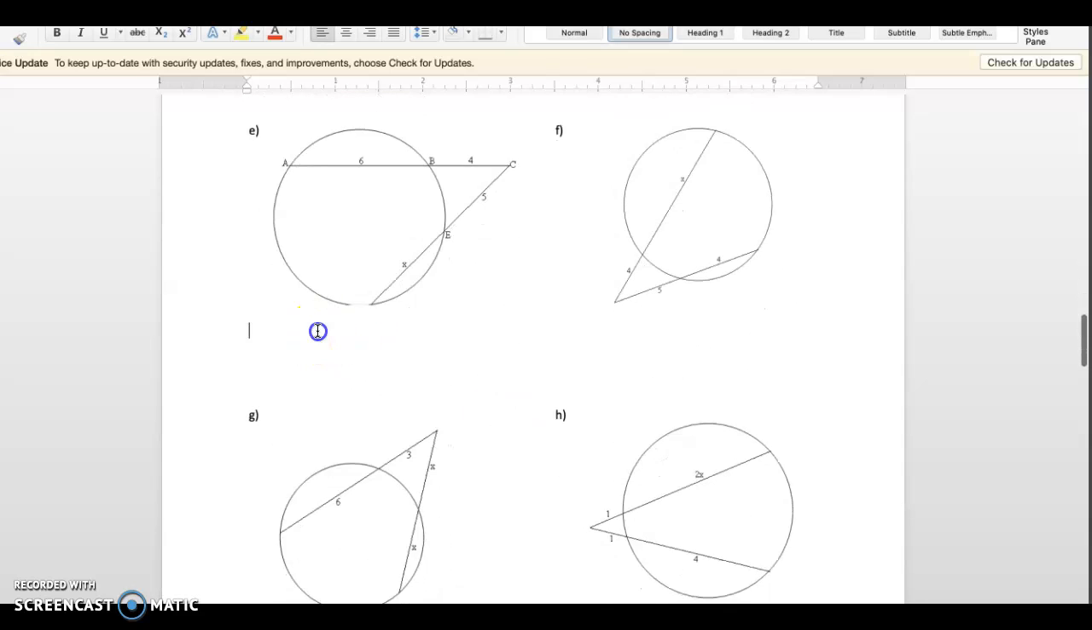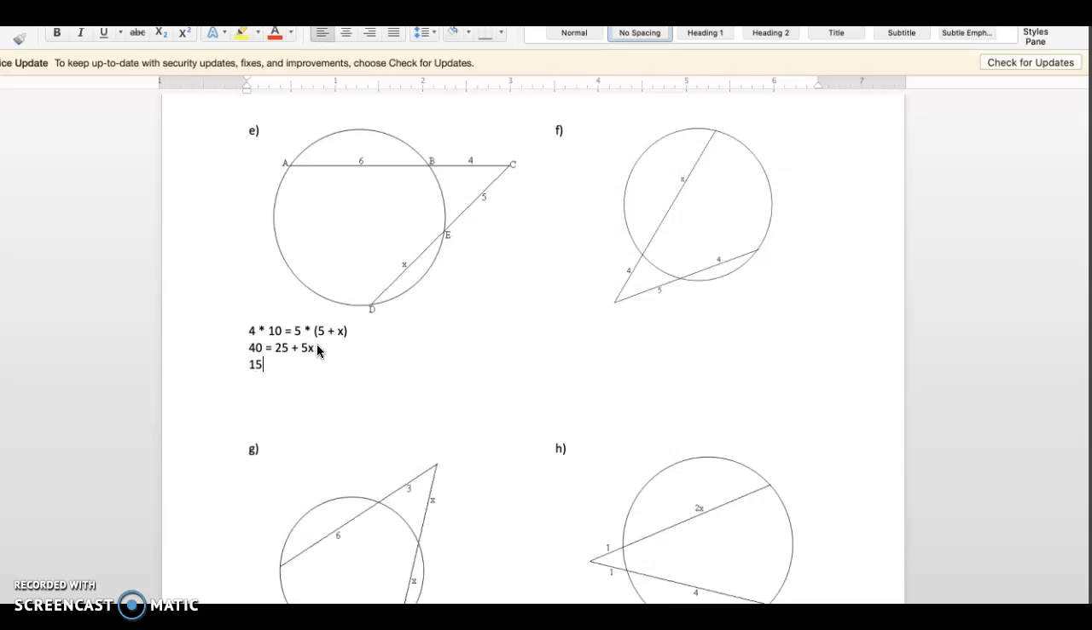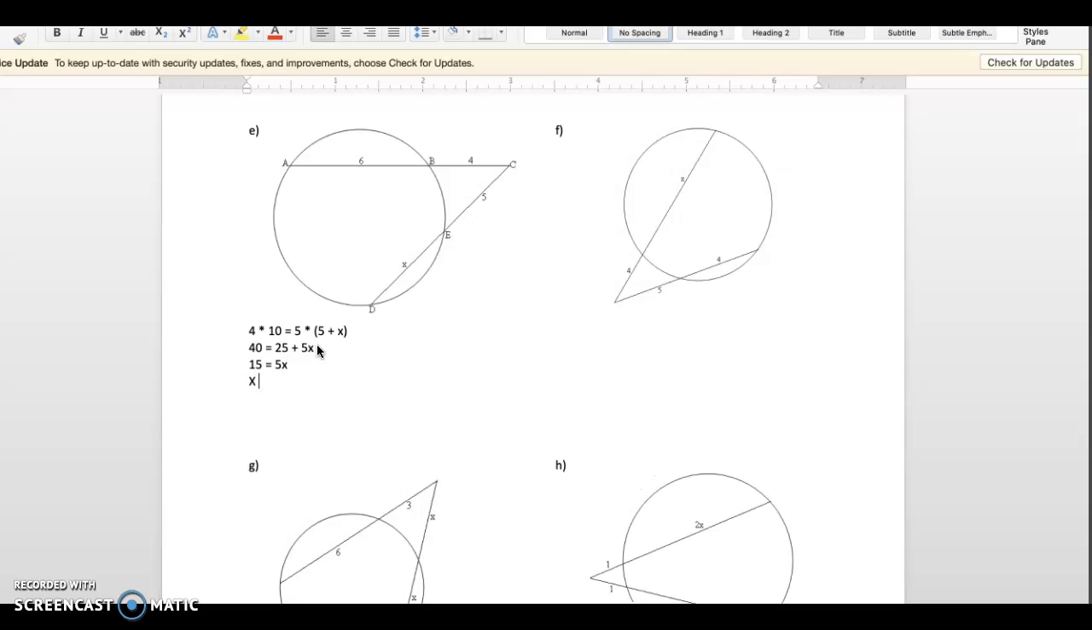So in this example, I would be able to say that 4, so the smaller section BC, times the entire length of CA, so 4 plus 6 is 10, is equal to 5 times the whole section, which is going to be 5 plus X. And then we're just going to simplify. So we have 40 is equal to, let's distribute, 5 times 5 is 25, plus 5x. Then when we subtract 25 from both sides, we'll have 15 is equal to 5x. And then finally, x is equal to 3.